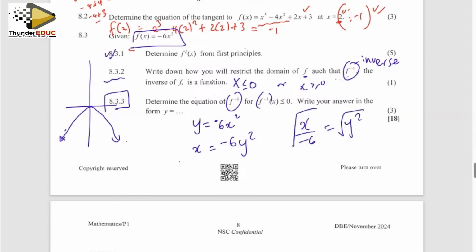And then we must find square roots. So y must be the square root of x over negative 6, or it can be the negative square root of x over 6. And then they tell us x must be less than or equal to 0. So jot it in this format or just in that format. This is the equation that they wanted.